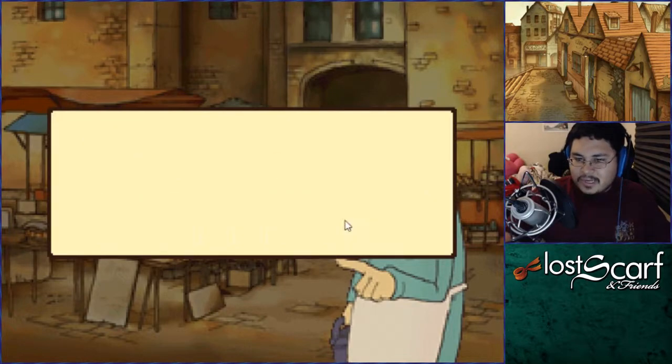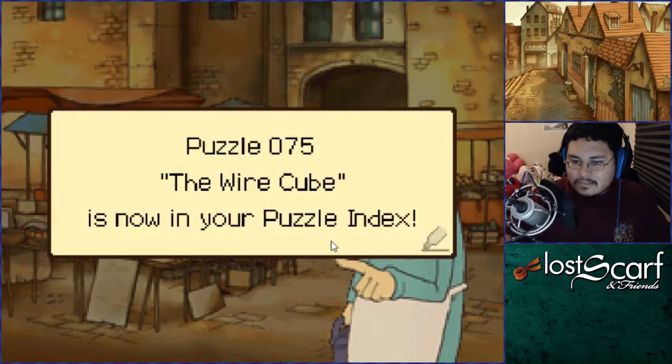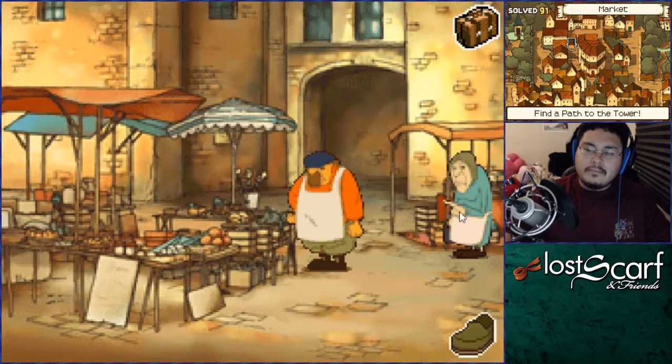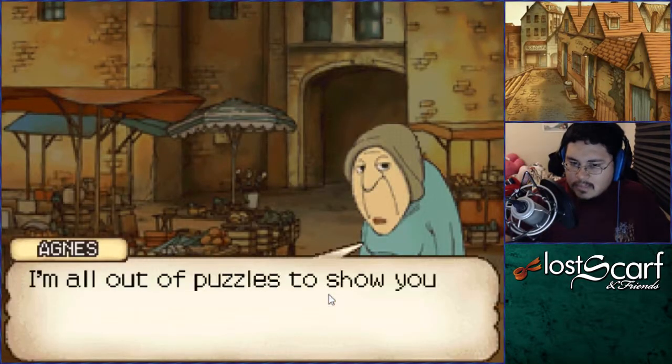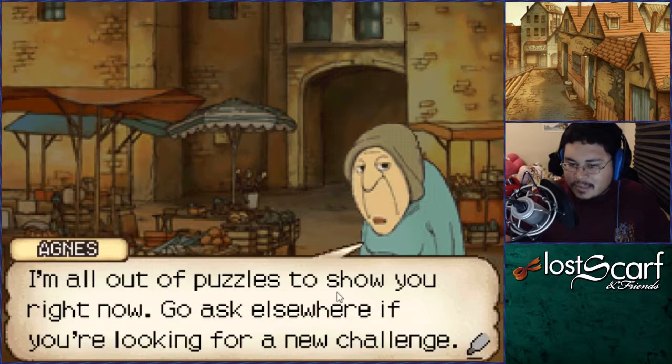Give the little boy the world. He'll bounce it like a ball. Another? I'm all out of puzzles to show you right now. Go ask elsewhere if you're looking for a new challenge.